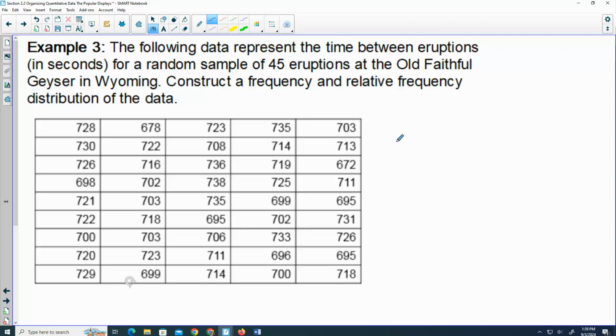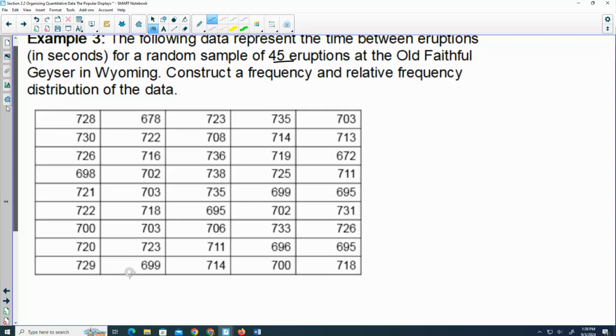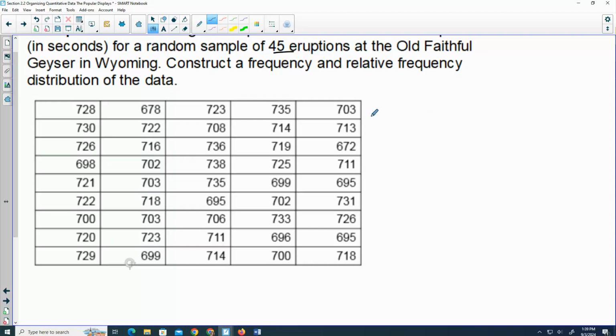Now, if I look at this, do you see a lot of repeated numbers? No. This is the amount of time between eruptions of Old Faithful. Is it useful for me to list 45 different numbers, all with a frequency of 1? No. So this is a case where we might want to do it differently by using classes. So let me show you how that works. We're going to have our time.